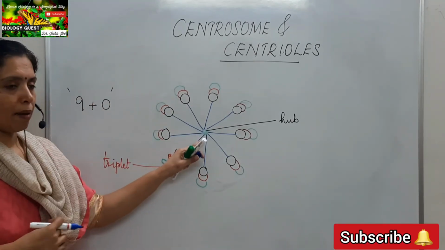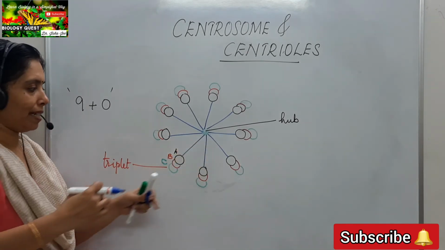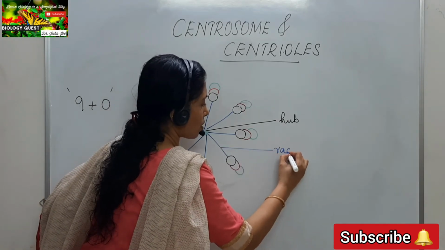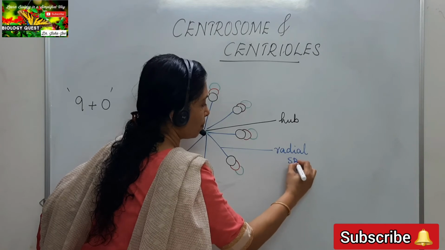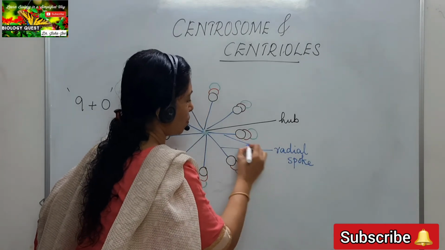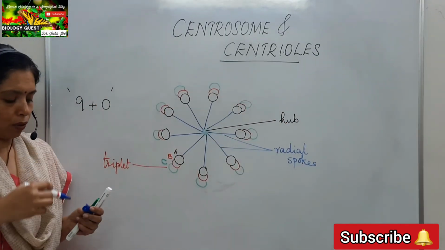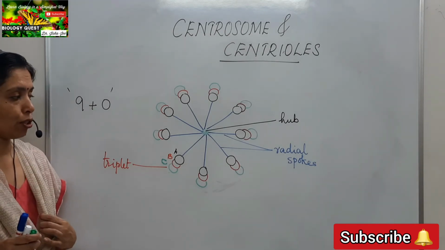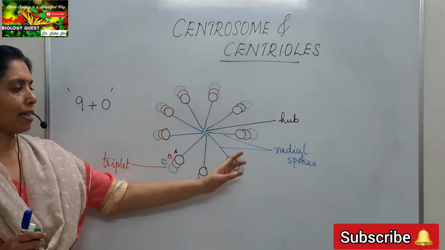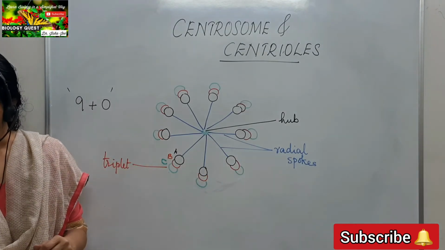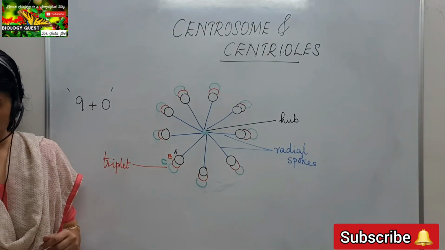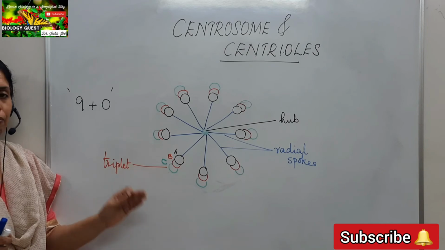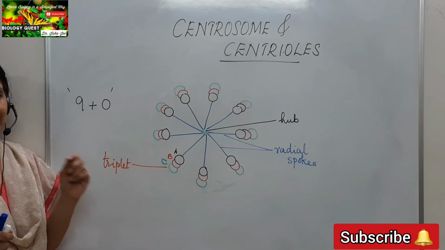That is the central hub which is attached to each of the triplets, and this attachment is called the radial spokes. These two are the radial spokes. So the hub, which is the proteinaceous mass at the center, is in turn attached to each of the triplets by radial spokes. And there is also another attachment. We have seen that each triplet is formed of 3 microtubule subfibers designated as A, B and C.